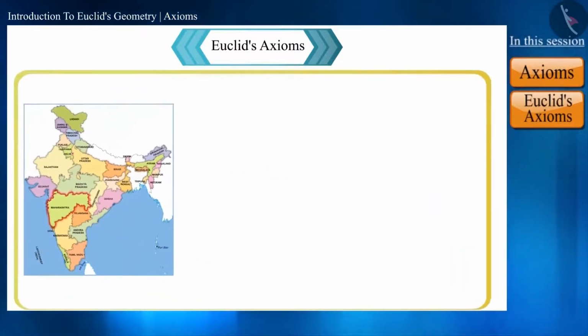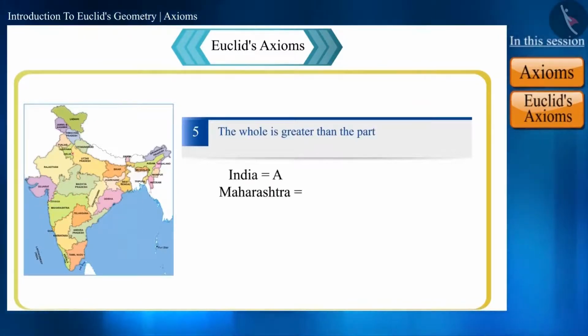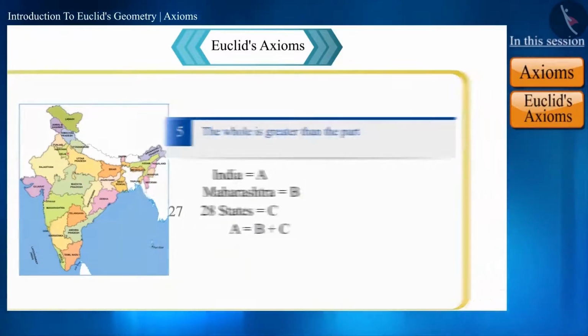Yes, friends, Euclid said the same thing in his fifth axiom. The whole is greater than the part. If we consider India as A, Maharashtra as B, and the remaining 27 states as C, then we can write A as somewhat like this. A equals B plus C.